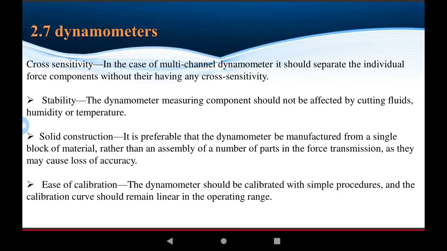solidification, and contraction. Ideally the dynamometer is made from a single block of material rather than an assembly of a number of parts, since the transmission between parts makes for losses of accuracy in the system. Ease of calibration: the dynamometer should be calibrated by a simple procedure, and the calibration should cover the linear and operating range of the system.